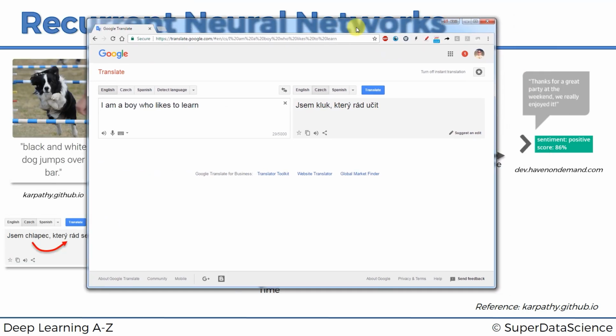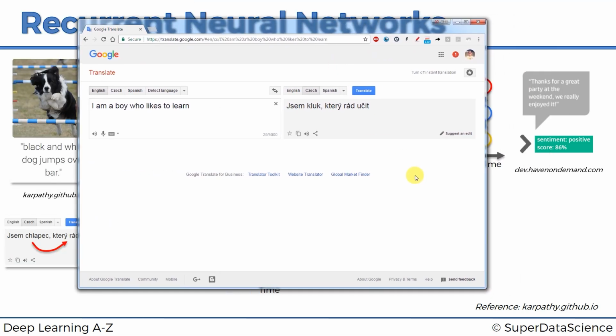Here we've got an example of Google Translator. I don't know if Google Translator uses RNNs or not. I know that they have very sophisticated deep learning in Google Mind, and I've heard that they've used that in their Android systems and so on. I'm not sure if they use RNNs here or not, but the concept remains. So if I say here from English to Czech, I am a boy who likes to learn, Jsem kluk, který rád učit, right?